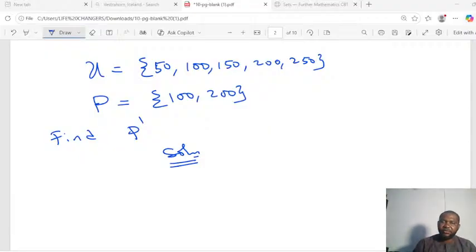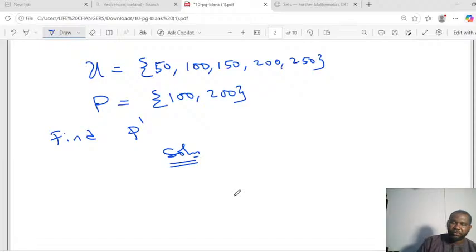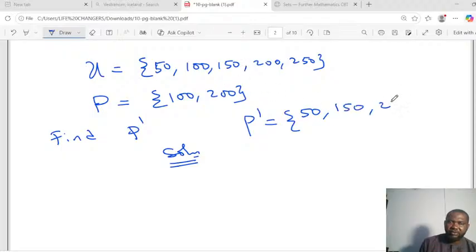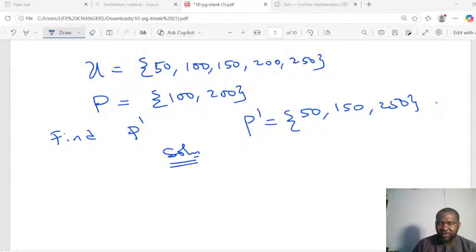That means all of us understand this. That means it is well understood. So we can all say that the complement of P, the elements that are not in P but are in the universal set, are 50, 150, and 250. If you did that, it means you got that correctly, and you deserve to celebrate.